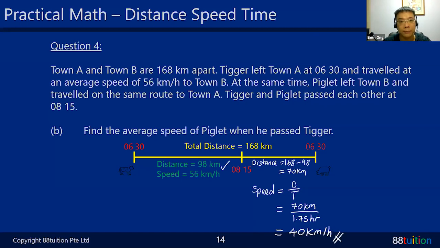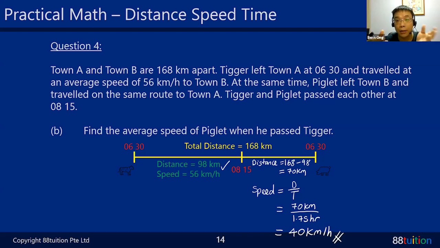Is that okay? So that's an easy one. Again, they give you two things or they give you something missing, you just go with minus. I take the total distance minus Tiger's distance to find Piglet's. Then the time that they travel is the same 1.75 hours. It's still the same 1 hour 45 minutes, from 6:30 to 8:15.